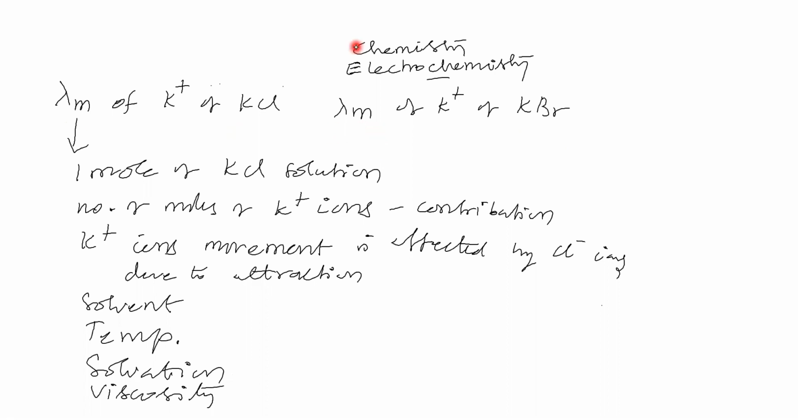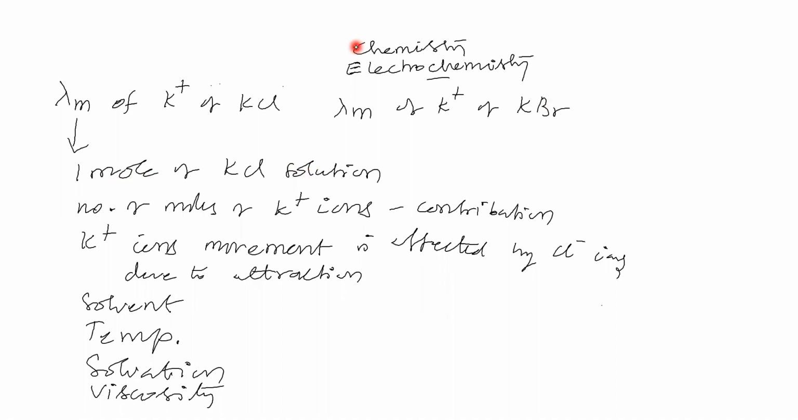So molar conductivity means we have to take 1 mole of electrolyte. Let us take 1 mole of KCl in the solution. Let us take 1 mole of KBr in the electrolytic solution. Molar conductivity means we need not bother about volume of solution. We have to see electrolyte should be 1 mole. So molar conductivity of K plus of KCl, molar conductivity of K plus of KBr means consider 1 mole of KCl in the electrolytic solution.